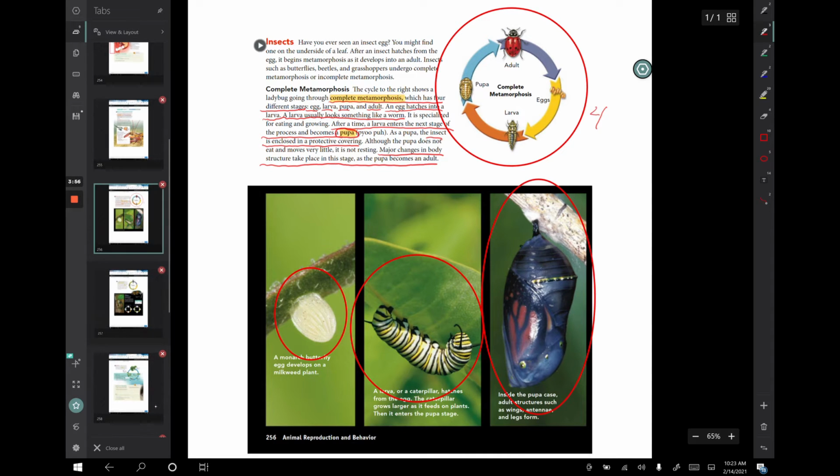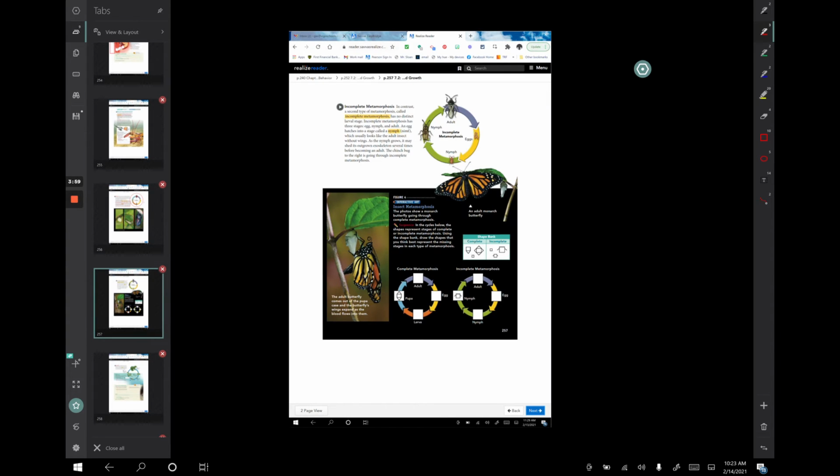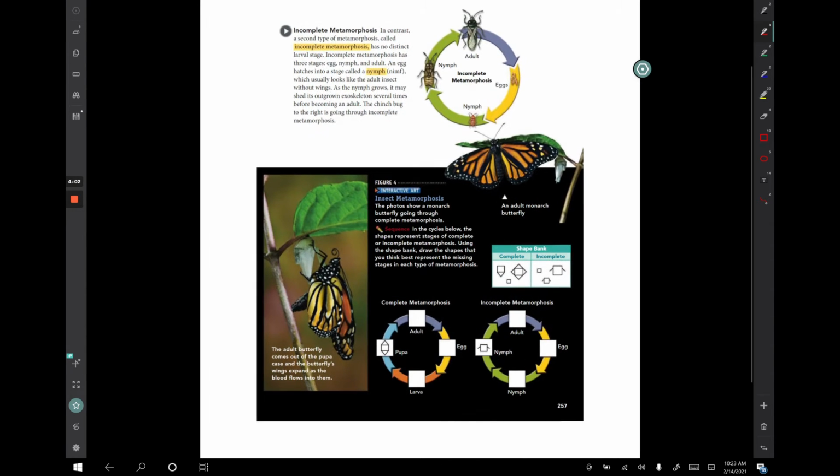So just like there is complete metamorphosis, there is also incomplete metamorphosis. So here we have on this page the finishing of the complete metamorphosis. You can see here was the cocoon for the butterfly, and then it emerged as the adult. So now I want to look at incomplete metamorphosis. In contrast to complete metamorphosis, incomplete metamorphosis has no distinct larval stage. It has 3 stages, which are egg, nymph, and adult.